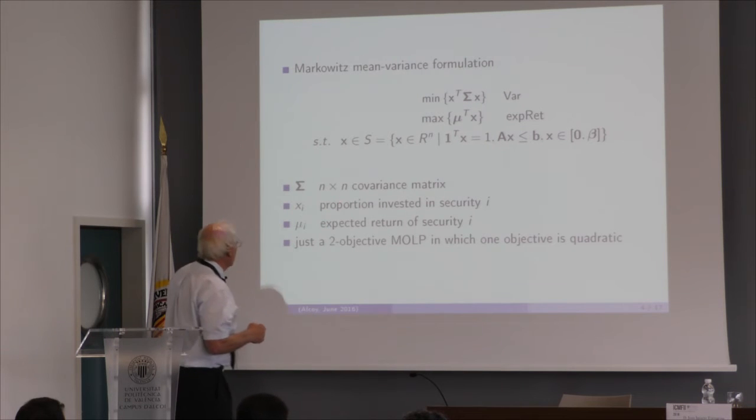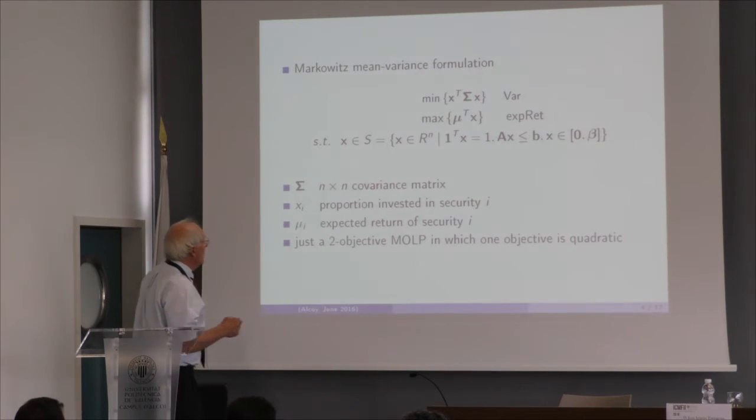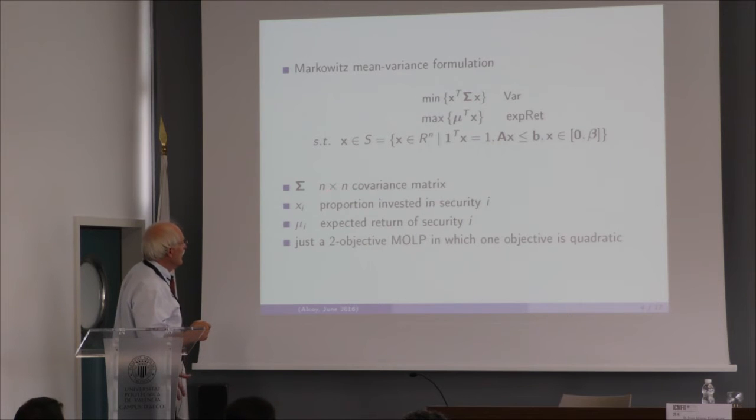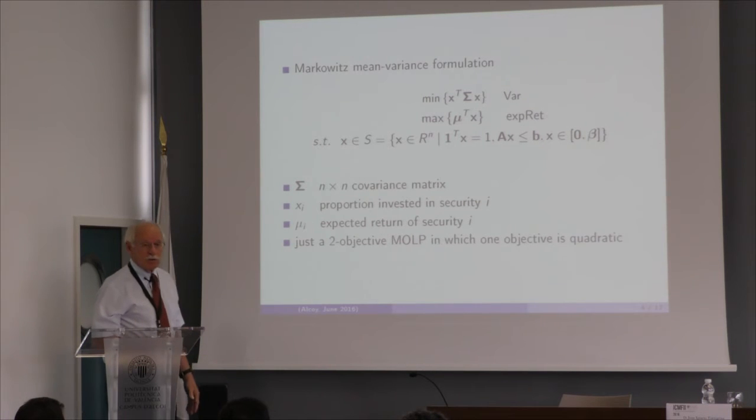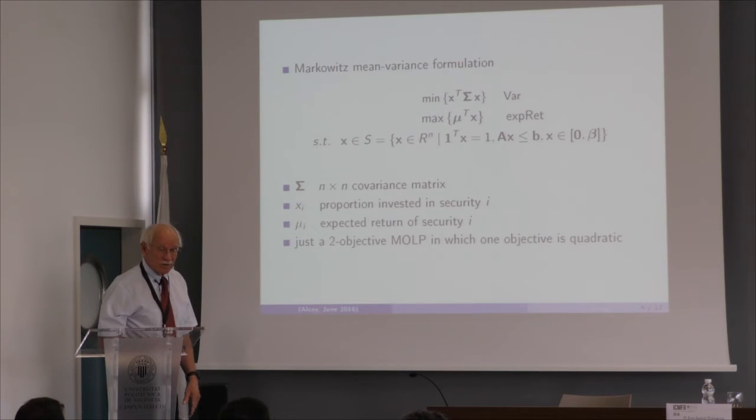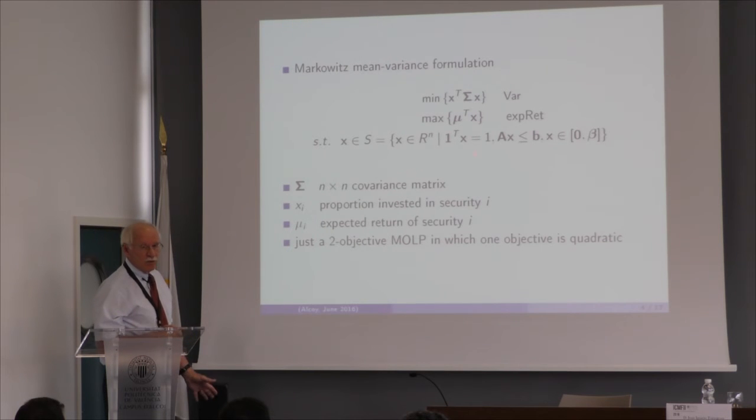Now the quadratic, being quadratic, needs a covariance matrix. That's going to be n by n. So if you're dealing with 30 securities, it's a 30 by 30 covariance matrix. If you're dealing with 1,000 securities, it's a 1,000 by 1,000 covariance matrix. You usually get your covariance matrix from historical price data. The individual components of this X vector are just the amount that you're going to invest in each security.